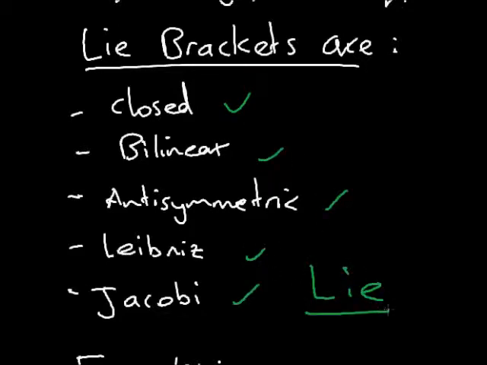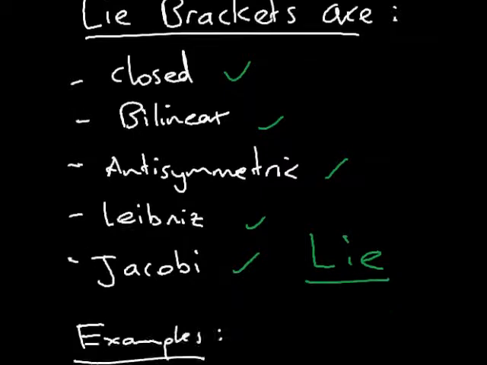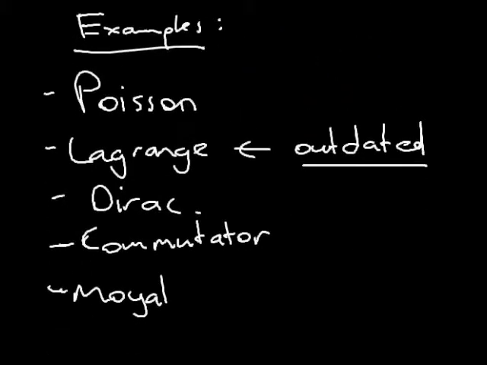There are a couple of other examples of Lie brackets in physics, and at the end of this video series I will mention Dirac brackets. In my next video series on quantum mechanics, I'm going to talk about commutator brackets and Moyal brackets.